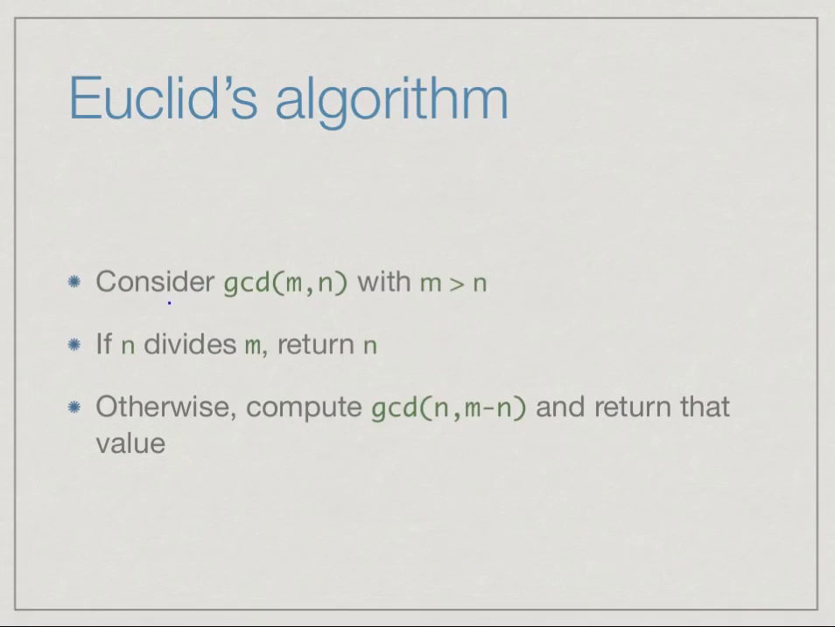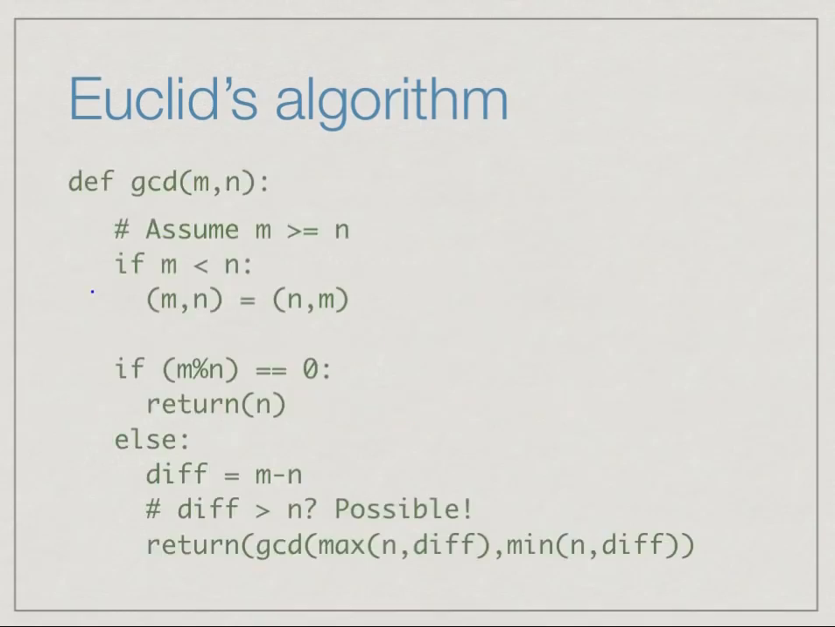So here is the first version of Euclid's algorithm. So consider the value GCD of m, n, assuming that m is greater than n. So if n is already a divisor of m, then we are done and we return n. Otherwise, we transform the problem into a new one, and instead of computing the GCD of m and n that we started with, we compute the GCD of n and m minus n and return that value instead.